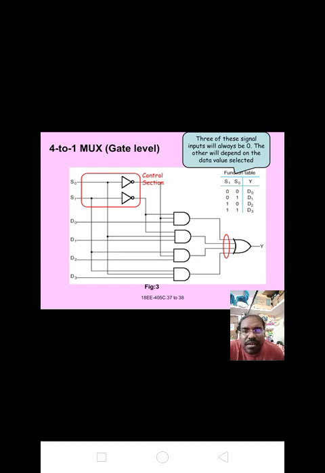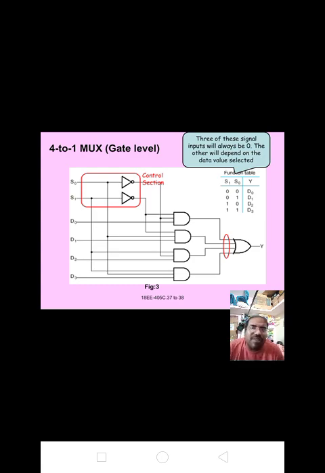If S0, S1 are 0, 0, we get the output D0. If S1, S0 are 0, 1, we get the output D1. If S1 equal to 1, S0 equal to 0, we get the output D2. If S0 equal to 1 and S1 equal to 1, we get the output D3.